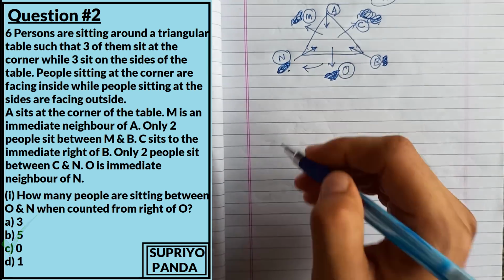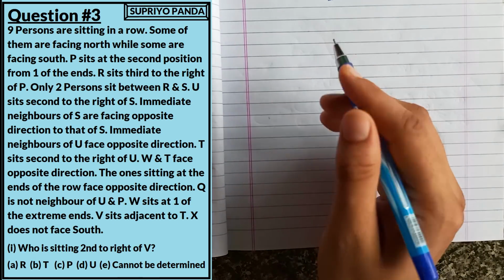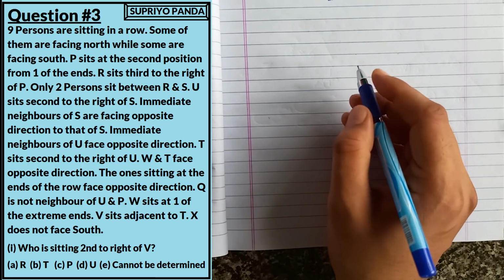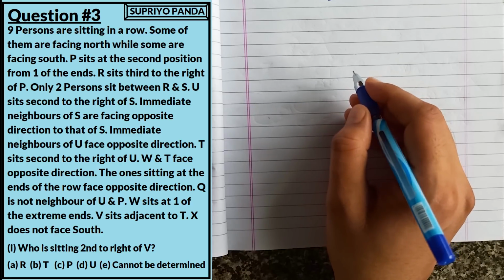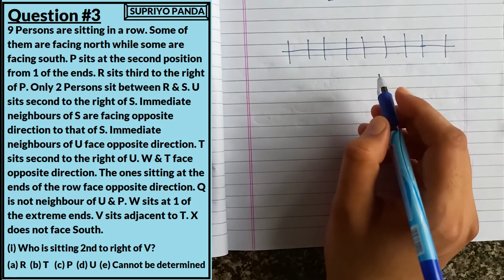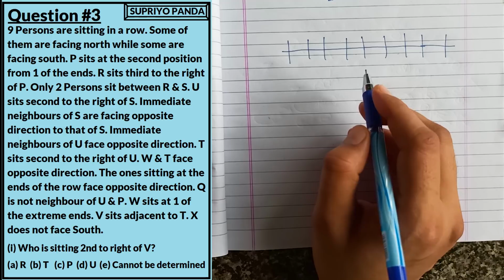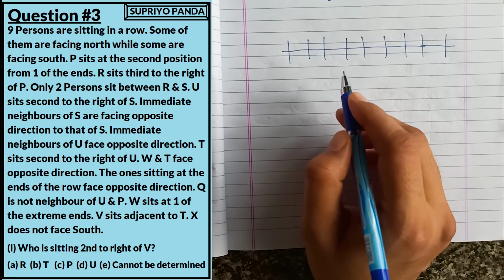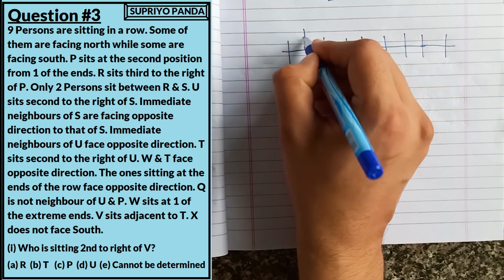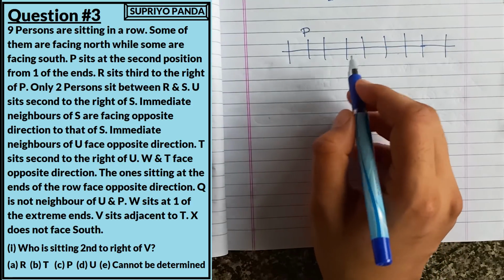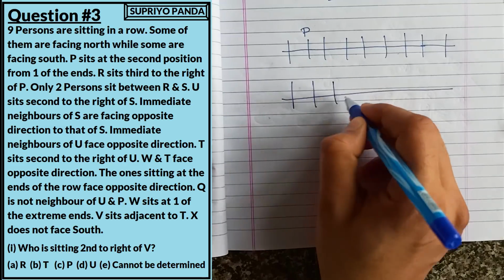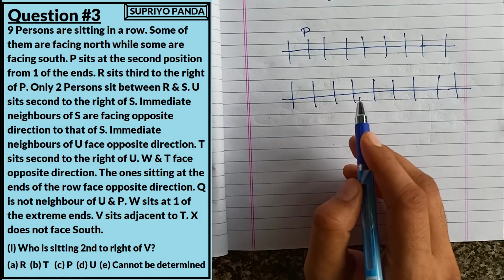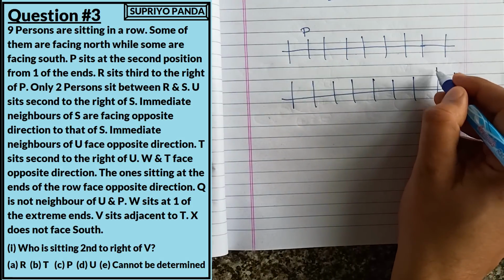Let's go to question number 3. So I hope you paused this video and you attempted question number 3. So in question number 3, we have basically a linear arrangement, right? So 9 persons are sitting in a row. Some of them are facing north while some of them are facing south. P sits at the second position from one of the ends. So what can this be? P we can consider over here, right? But now P can be over here as well. So now we can actually consider 2 possibilities and we can solve this question. So P can be here or P can be here.